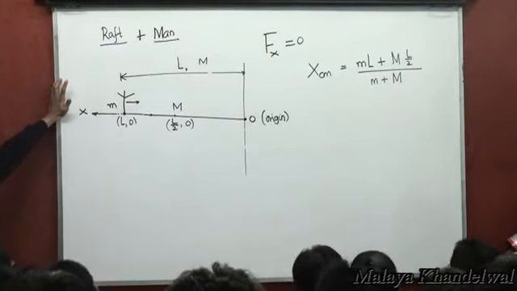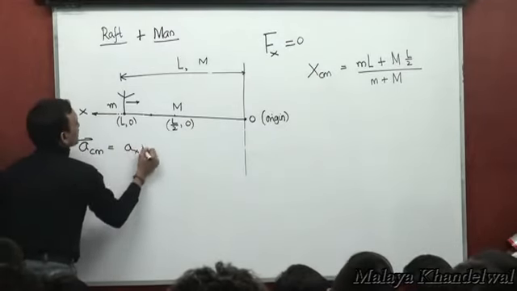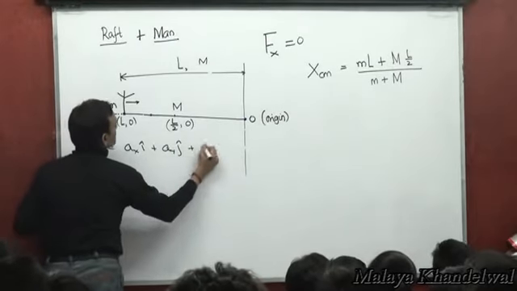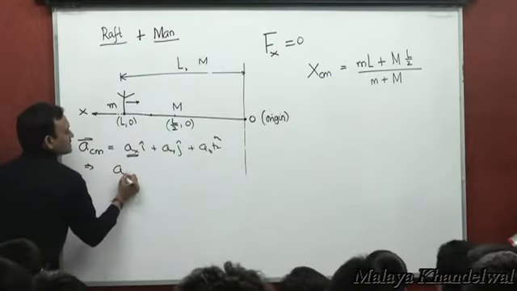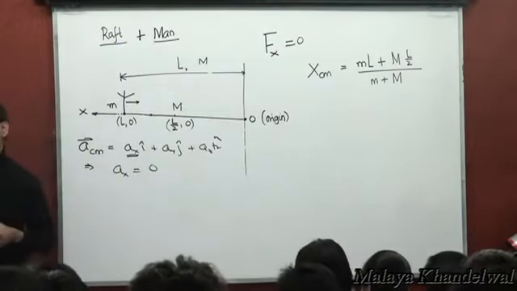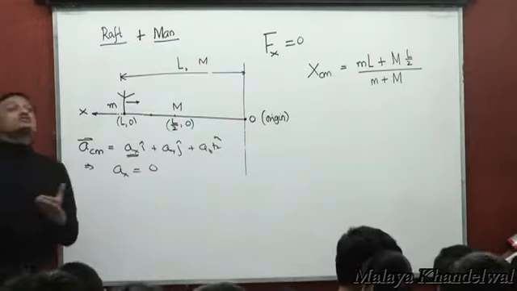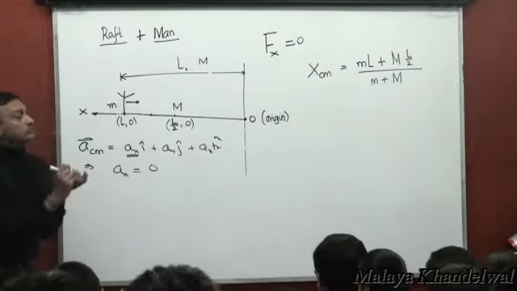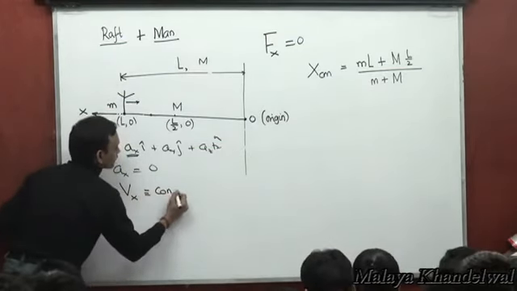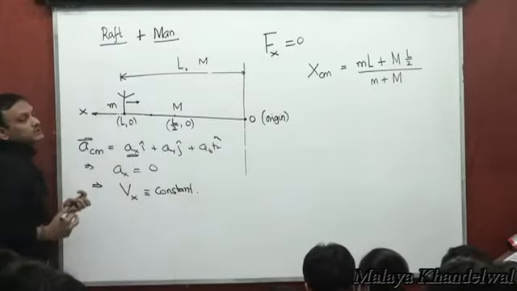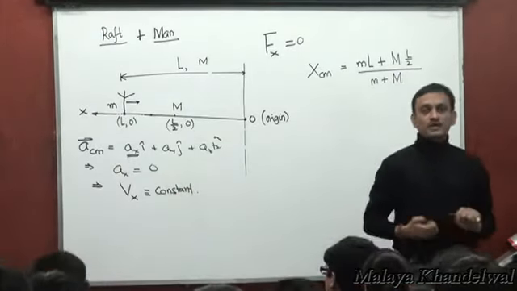Acceleration of the center of mass is like ax i cap plus ay j cap plus az k cap. In this case, Fx equal to 0 would imply ax is 0, acceleration in the x direction of the center of mass is 0. And if that be the case, then the velocity in the x direction of the center of mass must be a constant. Yes or no? The x component of the velocity of the center of mass must be a constant.